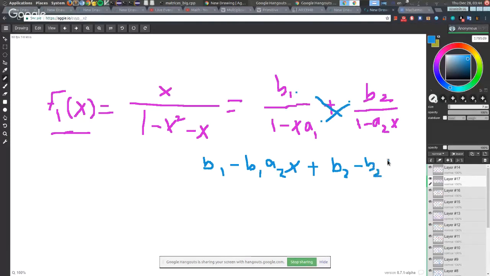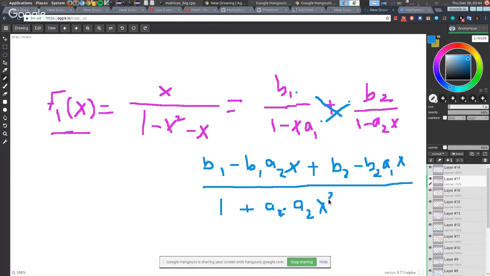Into b1 x, and then the denominator will be the multiplication of those: (1 - a1 x)(1 - a2 x), which gives 1 minus (a1 plus a2) times x plus a1 a2 x squared.